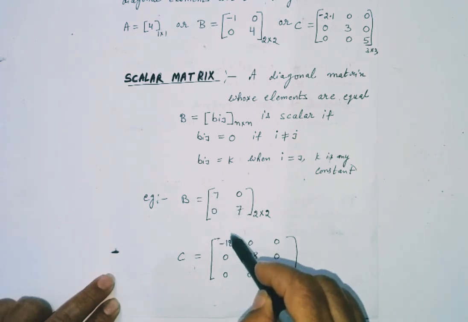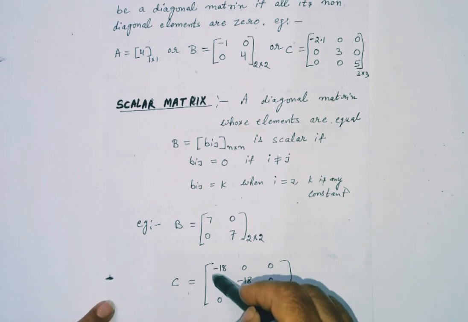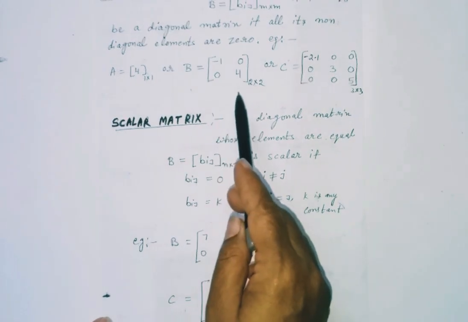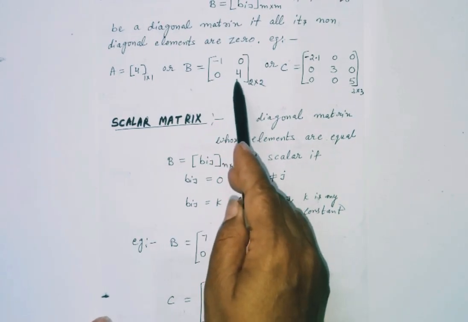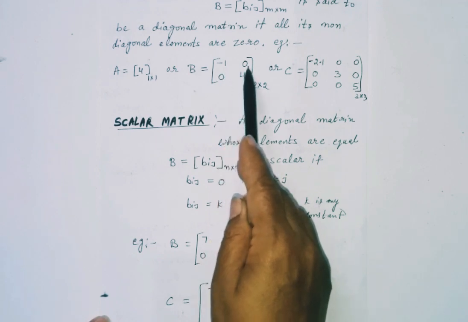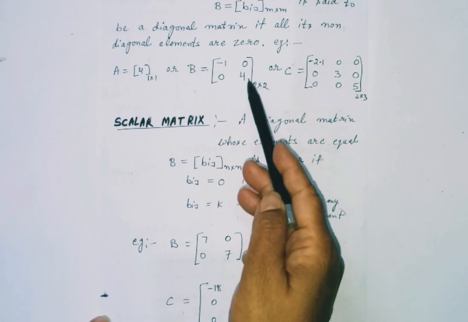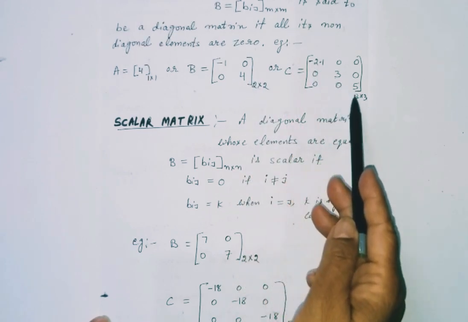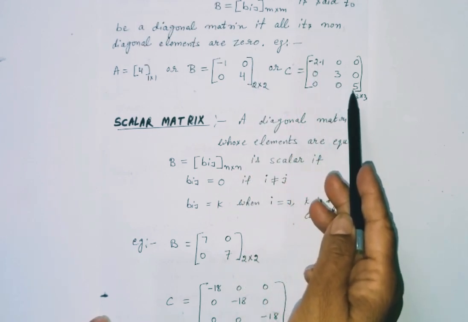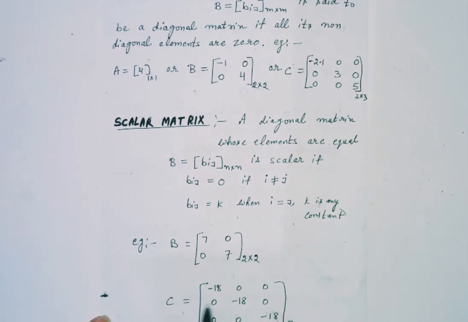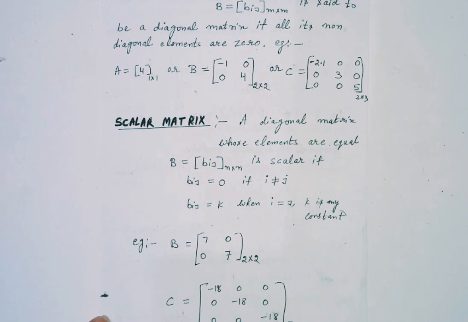Let us compare this scalar matrix with a diagonal matrix. In a diagonal matrix you could see that non-diagonal elements are 0 but diagonal elements may be unequal. Diagonal elements are non-zero but they may be unequal. But in a scalar matrix these diagonal elements have to be non-zero and they have to be equal also.